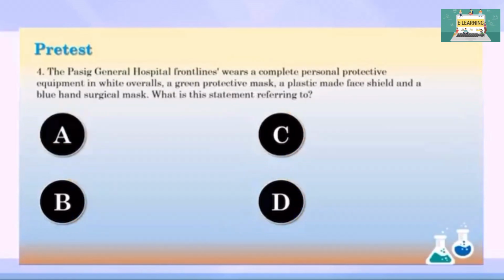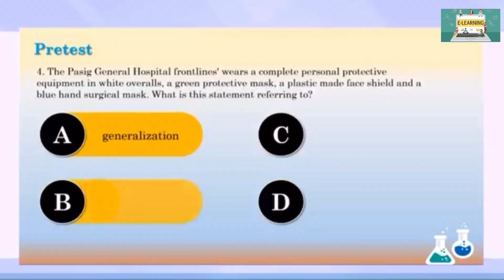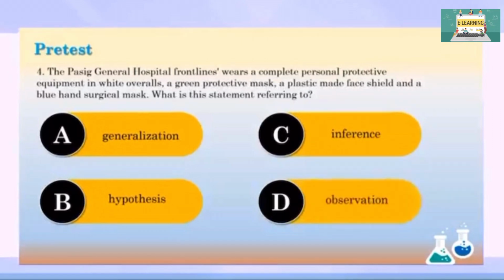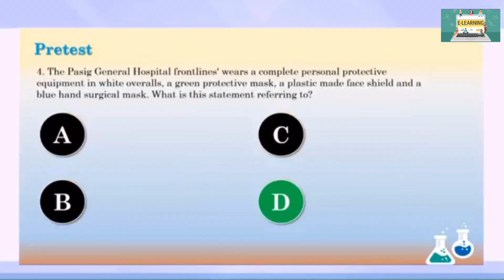Number 4. The Pasig General Hospital Frontlines wears a complete personal protective equipment in white overalls, a green protective mask, a plastic-made face shield, and a blue hand surgical mask. What is this statement referring to? A. Generalization, B. Hypothesis, C. Inference, and D. Observation. I know you know the answer. Correct, it's letter D. Observation.